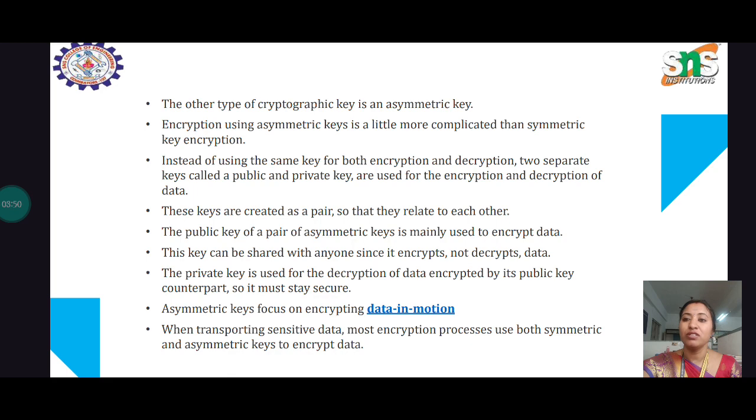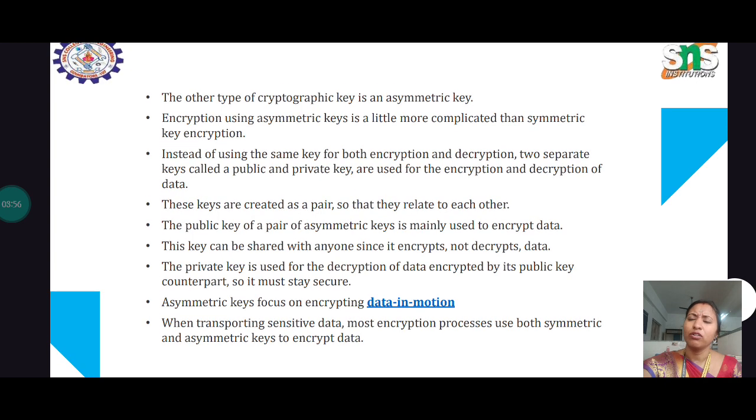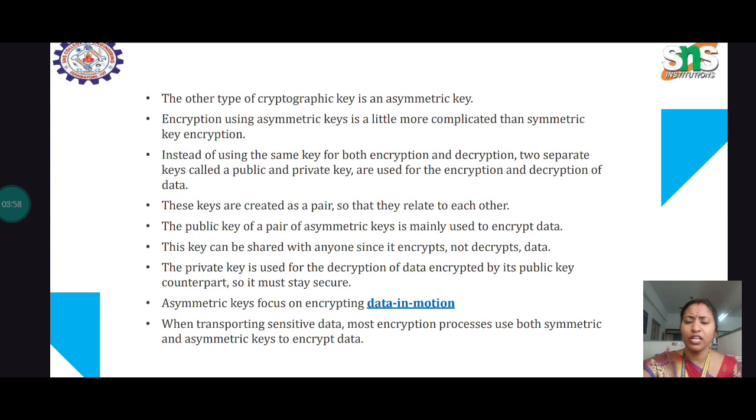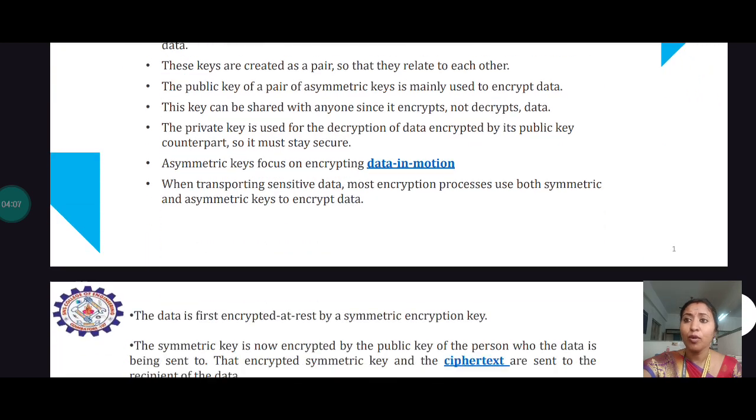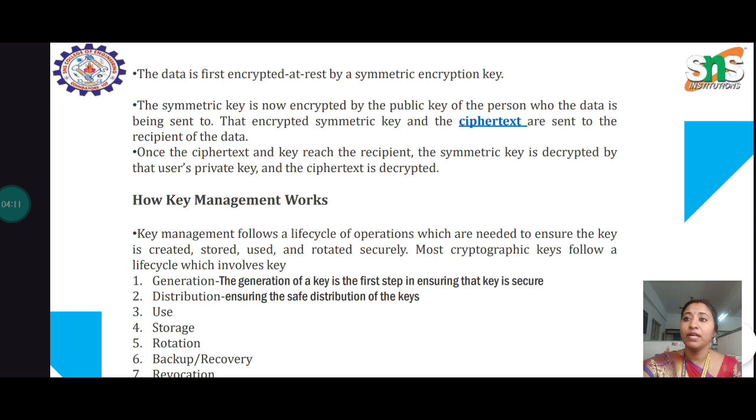When transporting sensitive data, most encryption processes use both symmetric and asymmetric keys. Mostly, it depends upon the designer of the encryption. They can design the program with symmetric keys or asymmetric keys. It depends upon the programmer. So the data is first encrypted by the symmetric encryption key.